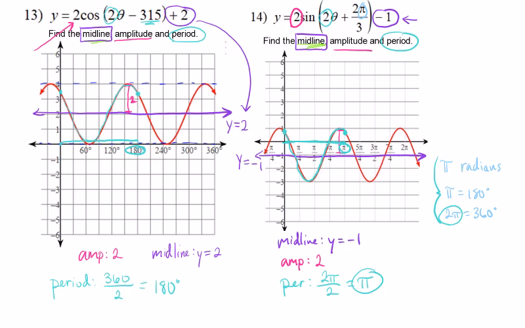I know it's a little different, but let me just label this. This was degrees on this side, and this was radians on this one. Remember, degrees and radians are just two different ways to measure angles, kind of like feet versus centimeters, or inches versus centimeters, two different ways to measure length. These are two different units to measure angles.